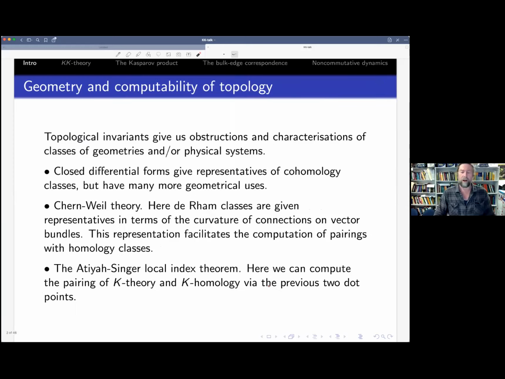There we go. All right, so the basic idea is that we use geometry to access topology, and we use topology to tell us about what we can do geometrically. Here I mention a few examples. Closed differential forms can give you cohomology classes. When you play Chern-Weil theory, you're getting your de Rham classes directly from the curvature of vector bundles, and in the Atiyah-Singer local index formula, you're using both those things to compute the pairing of K-theory and K-homology.